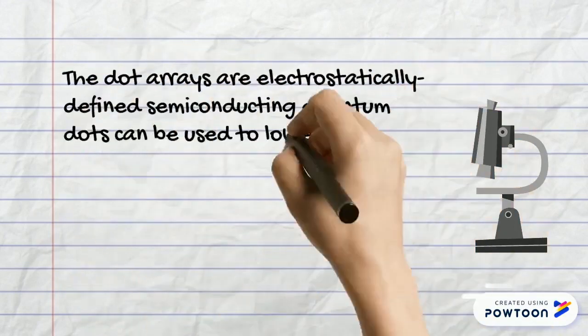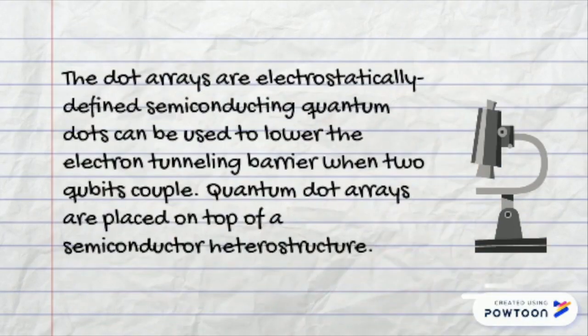The dot arrays are electrostatically defined. Semiconducting quantum dots can be used to lower the electron tunneling barrier when two qubits couple.